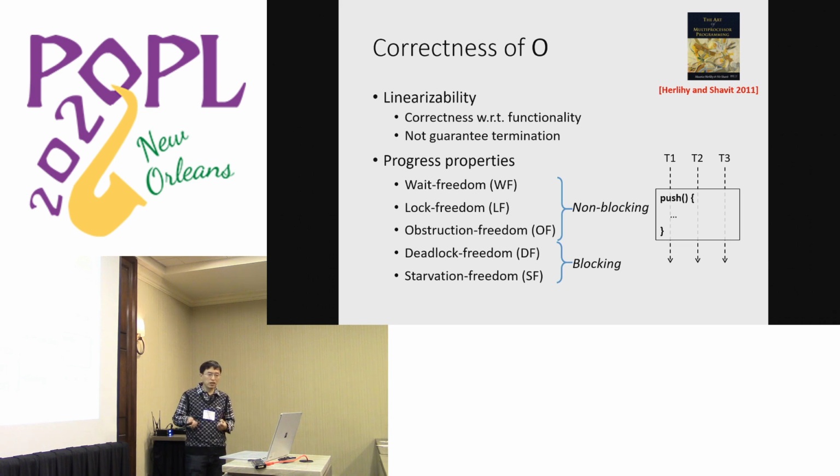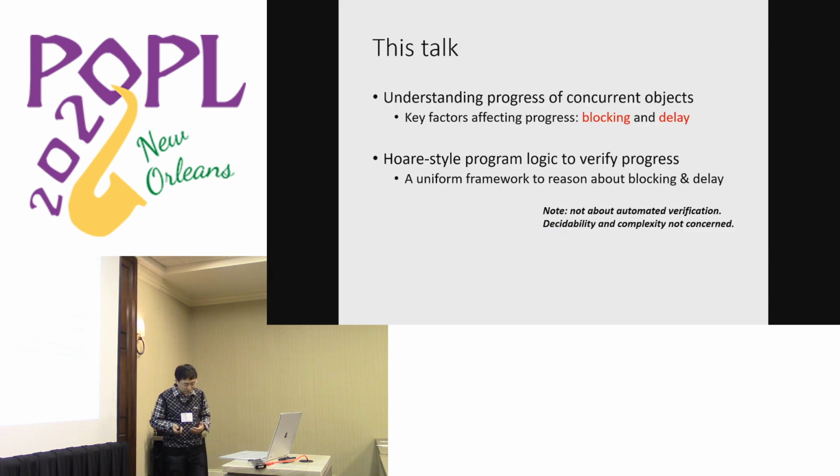So in this talk, we mainly explain what they mean and what the key differences are. And if we want to verify the progress properties, what do we do? In this talk, we first give an informal explanation of the progress properties of concurrent objects. In particular, we want to introduce the two key factors that affect progress, which we call blocking and delay.